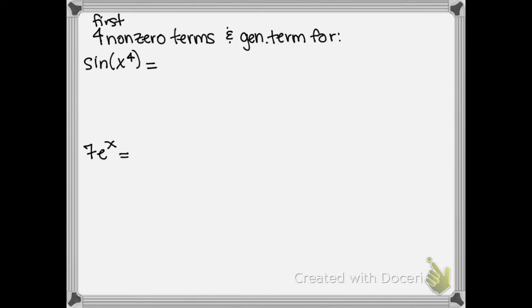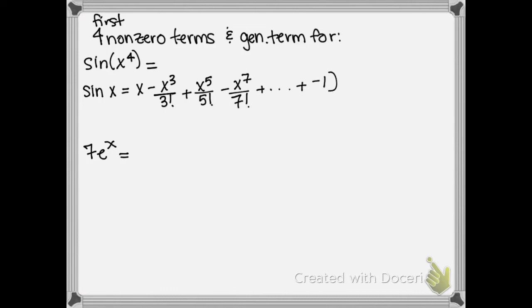So in order to get the sine of x to the 4th, we're going to write out the Maclaurin series for sine x, which is the odd powers of x. So x minus x cubed over 3 factorial plus x to the 5th over 5 factorial. To get the odd powers, we're going to do x to the 2n plus 1 and then 2n plus 1 factorial.